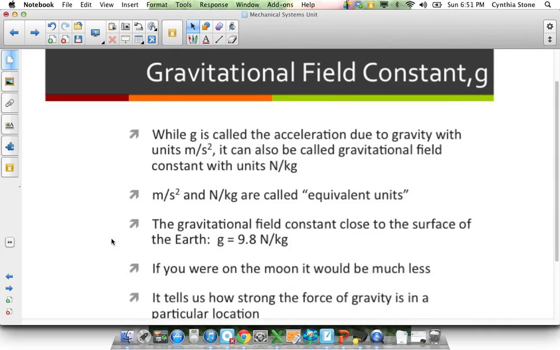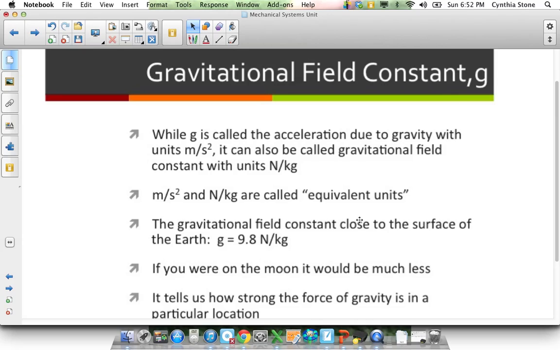Okay. Two more, just a couple of quick things here. G, we call is the acceleration due to gravity, and that's true, but it also has the term gravitational field constant. And what that means is it tells us how much force a 1 kilogram mass object would feel anywhere, but in our case, near the surface of the Earth. And what I'm saying is, if you held a 1 kilogram mass in your hand, the force of gravity on that 1 kilogram mass would be 9.8 newtons.